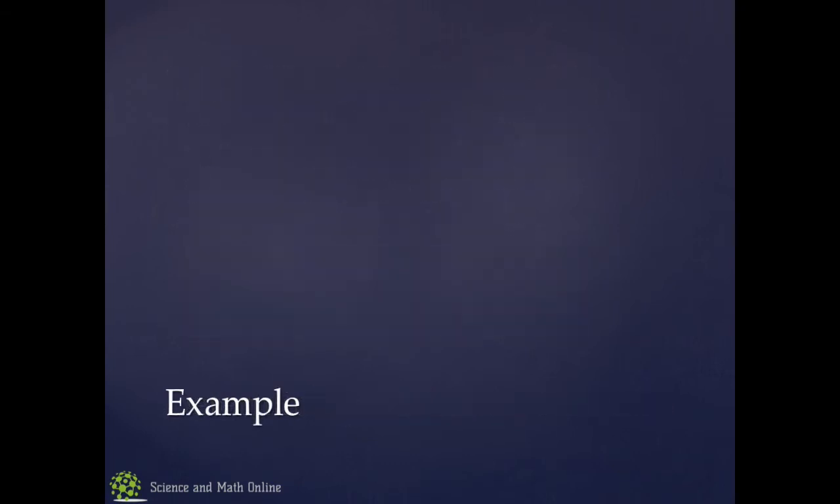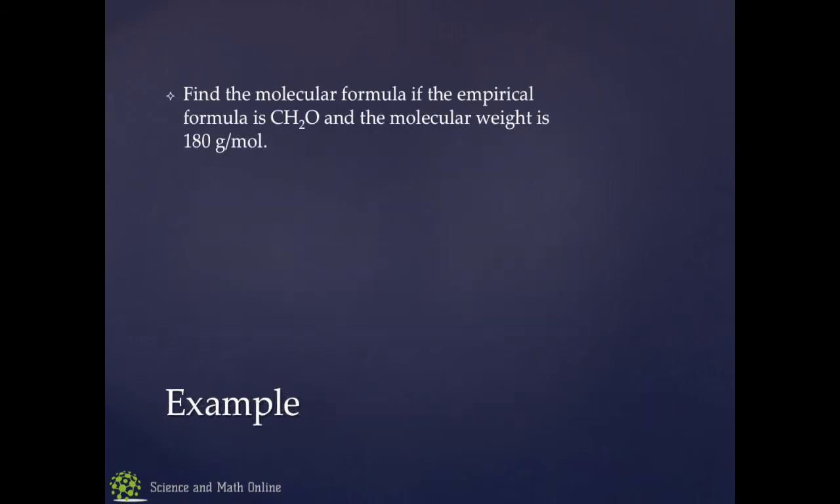And I'm just going to do a really quick example here without having to go through all the other things. Normally I would give you the percent and you'd have to figure out the empirical formula first. But I'm just going to give you the empirical formula now just to make it simple. So I've got an empirical formula of CH2O, and I'm told the molecular weight is 180 grams. So I figure out my empirical weight using the periodic table again, using molar masses, and it's 30 grams per mole.